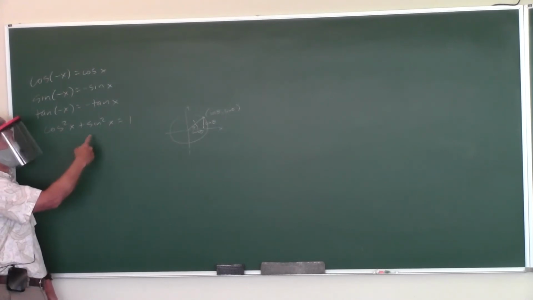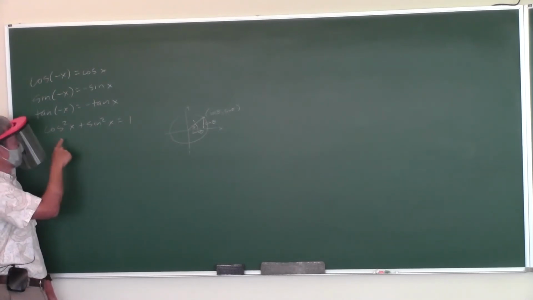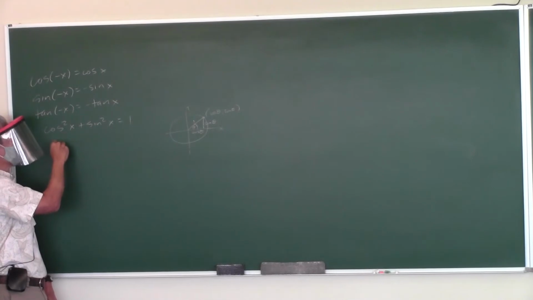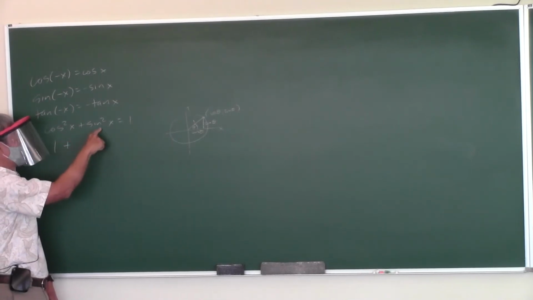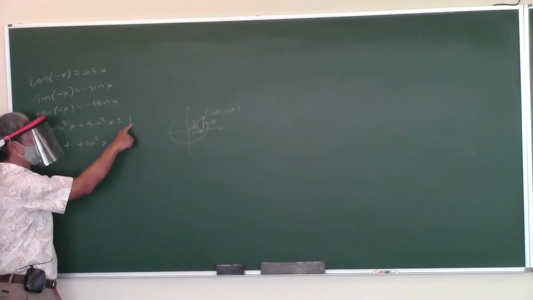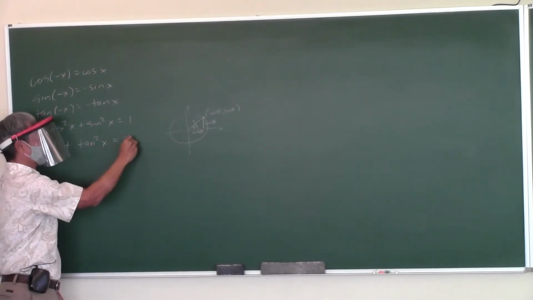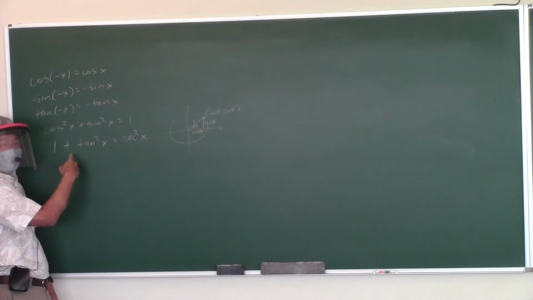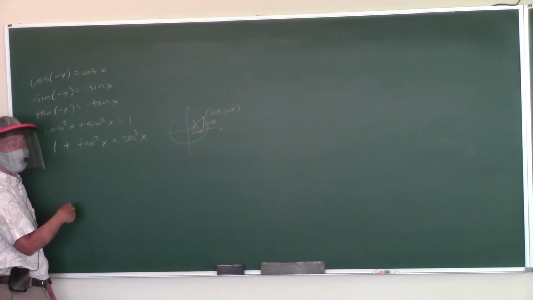What happens if you divide through by cosine squared? Divide that by cosine squared, and that, and that. And then you have another one. So this is another Pythagorean identity.